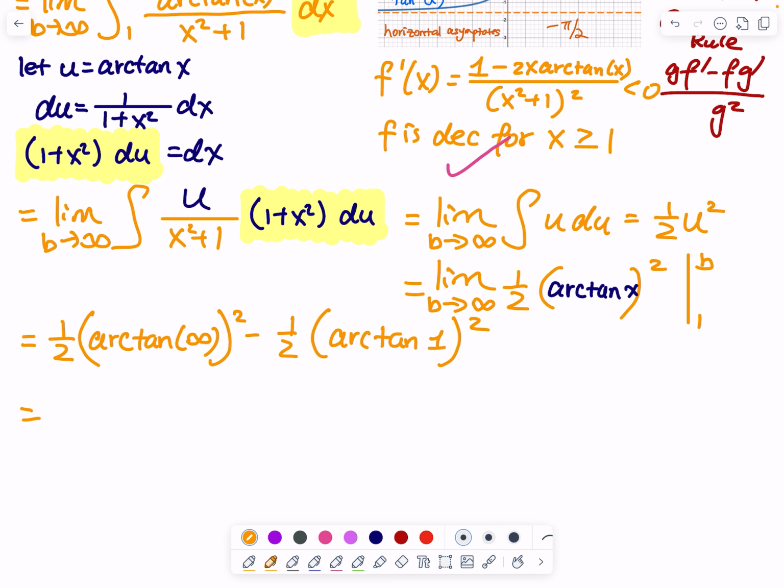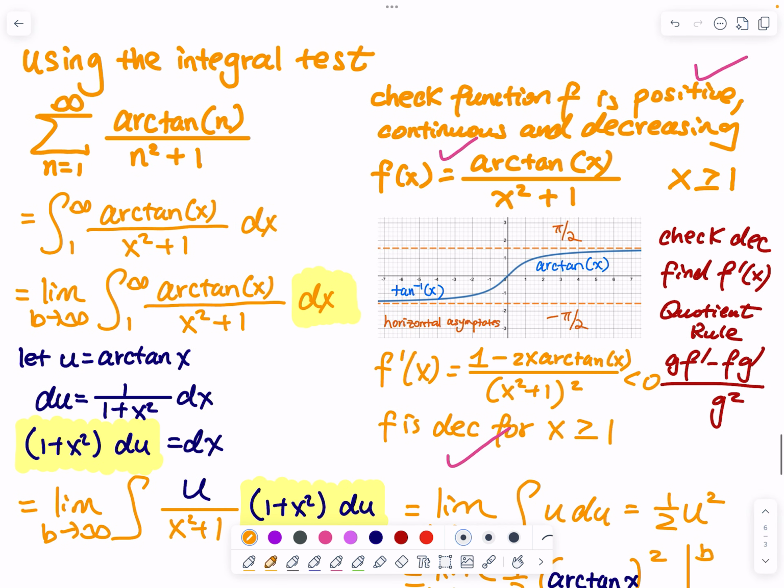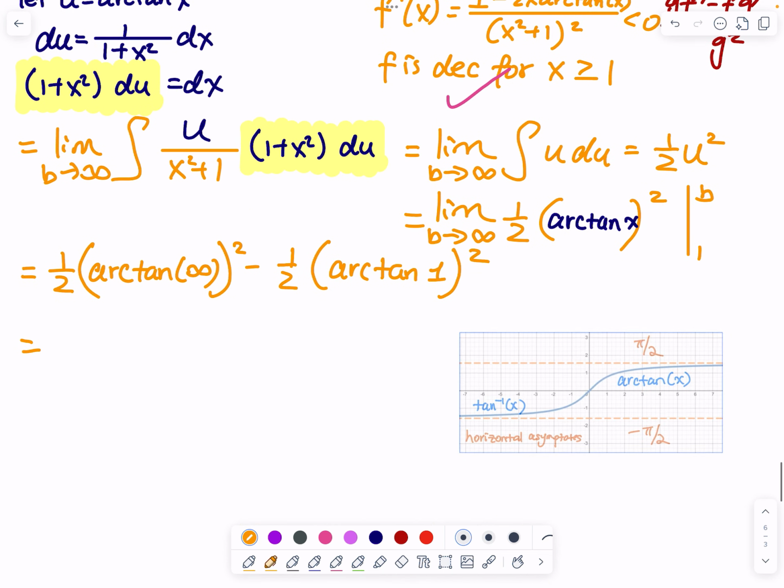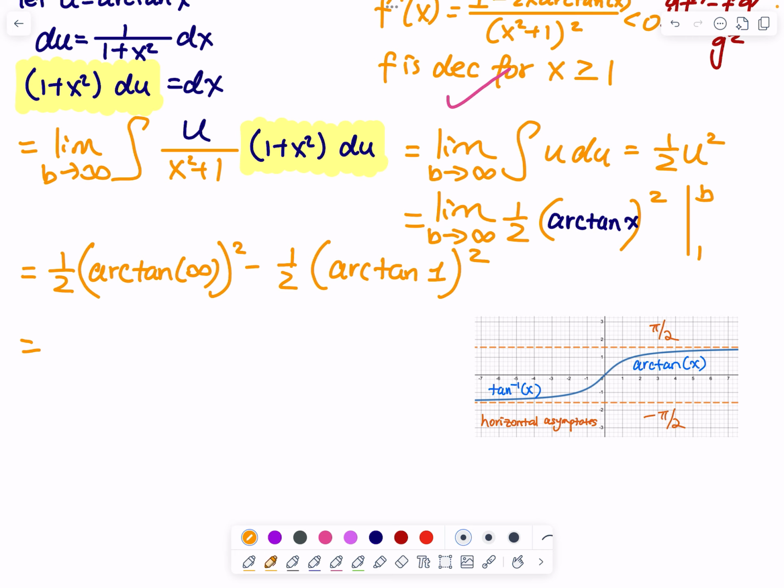Arctangent of infinity, see? You need to use the graph again, right? So for arctangent, let me duplicate this graph. We will copy and then paste. For arctangent, as x goes to infinity, y approaches pi over 2. So we have 1/2 times pi over 2, the horizontal asymptote, squared, minus 1/2 arctangent of 1, which is pi over 4, and then squared.